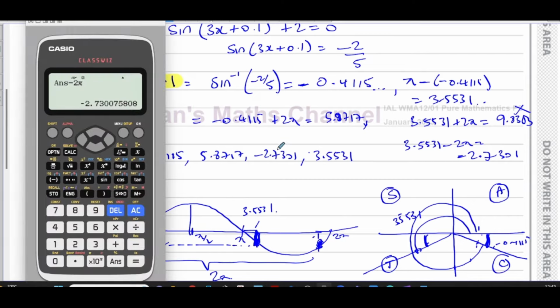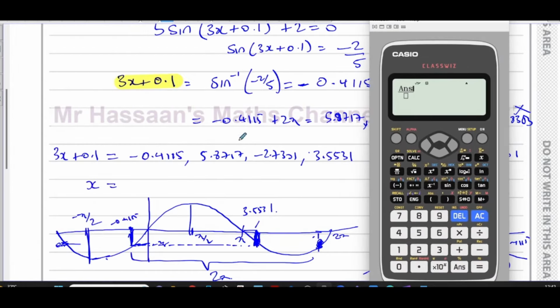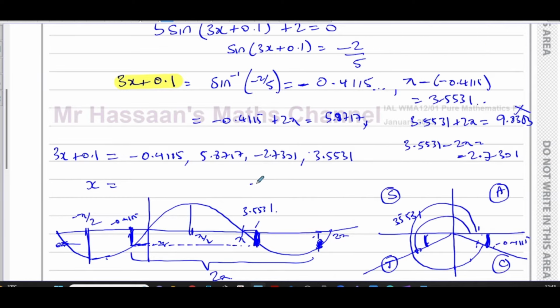So let's take this answer here. That's one in my calculator. I've got to do the last answer, and I've got to take away 0.1 and divide by 3. So that gives me my answer, negative 0.9434. I'll round it to the right amount at the end. So that's that answer there.